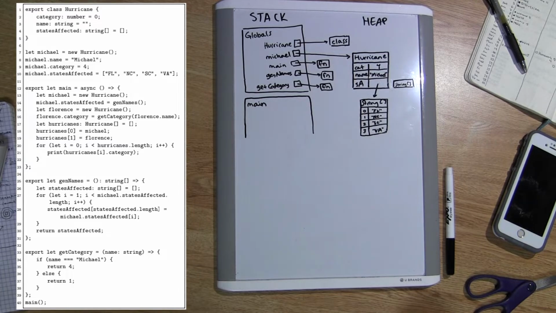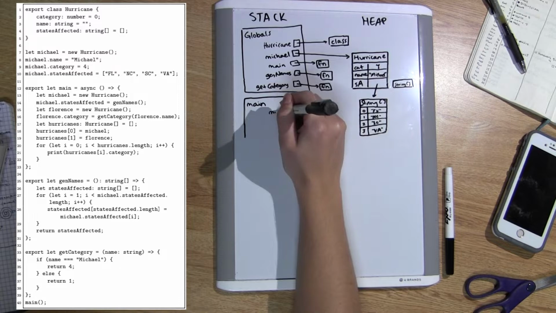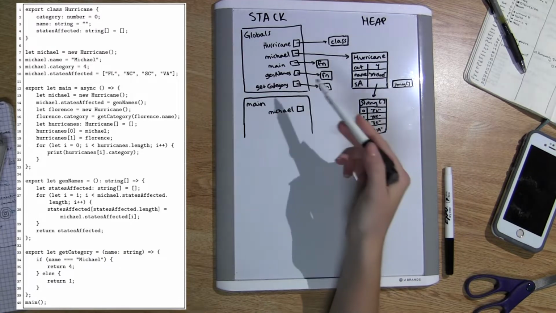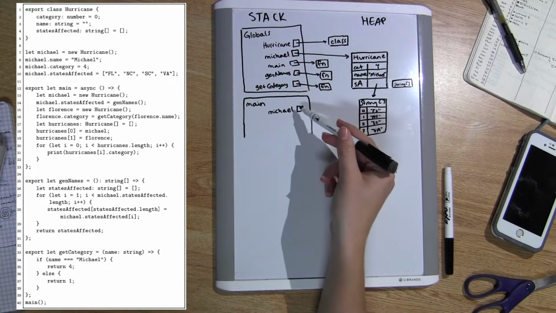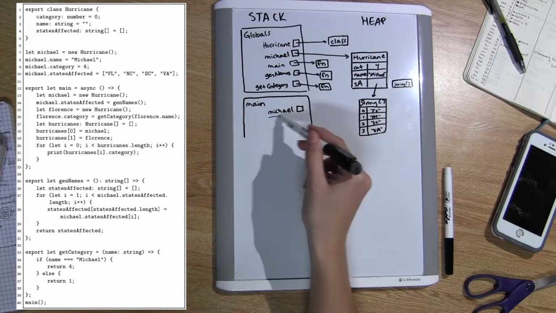Now the first thing that we see is creating a new variable in this main function called Michael. Even though this has the exact same name as something that we already have on our global frame, this is a very different kind of Michael. This one is scoped inside of the main function. It's accessible in that main frame.